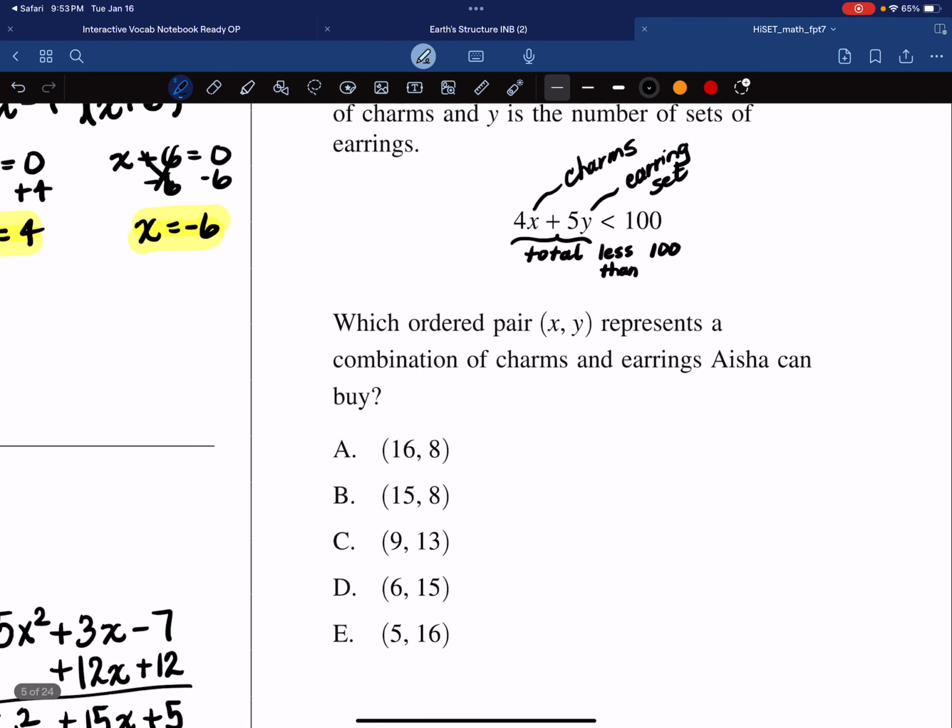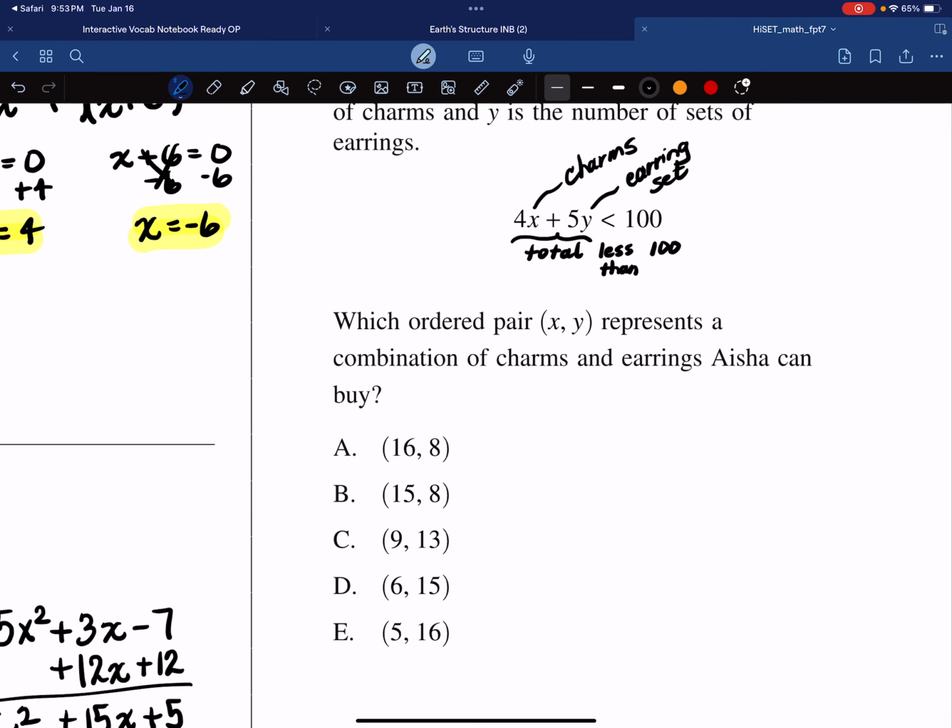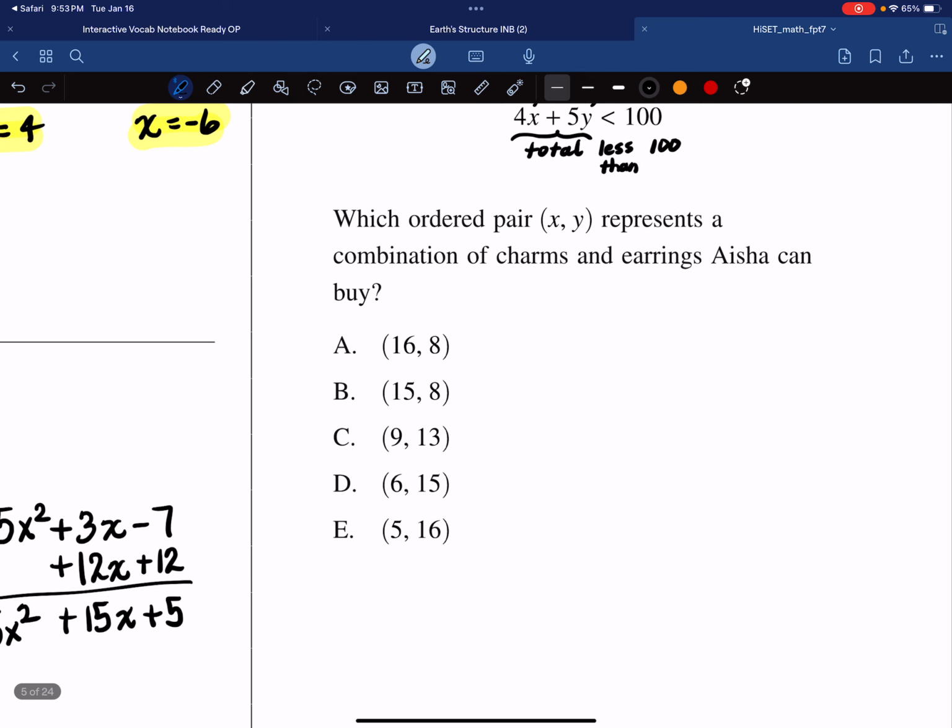Which ordered pair, X and Y, represents a combination of charms and earrings Aisha can buy? So we want to know which of these ordered pairs would yield less than $100. Now I'm going to have to try them all, and I've learned from many years of doing this that I like to start at the end and work backwards. Very often the correct answer will be one of these two in my experience. It's very rarely the first one when you have to try all of these. Now I'm not telling you that it cannot be the first one. It could be any of them.